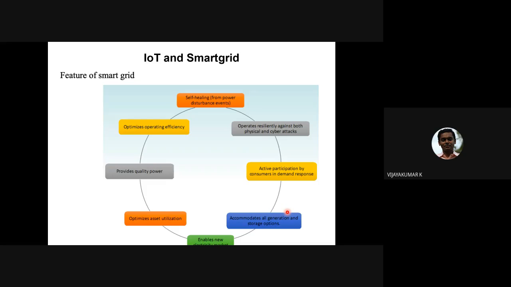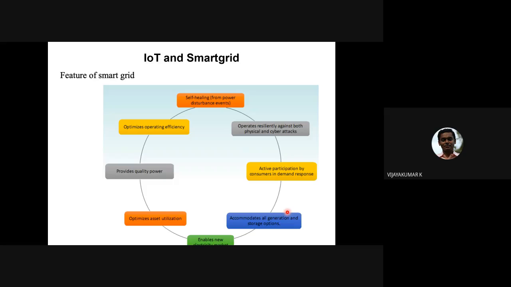But with the current infrastructure, we cannot implement these algorithms and all. So for that we need a smart grid, at least a partially automated system. We require to go with these techniques.